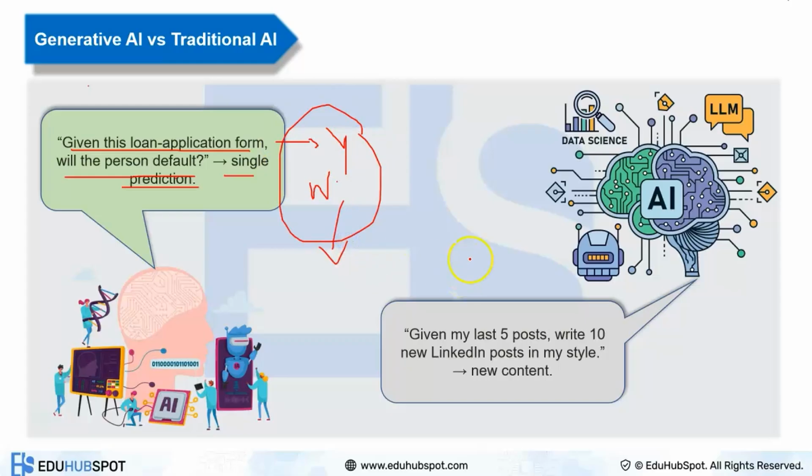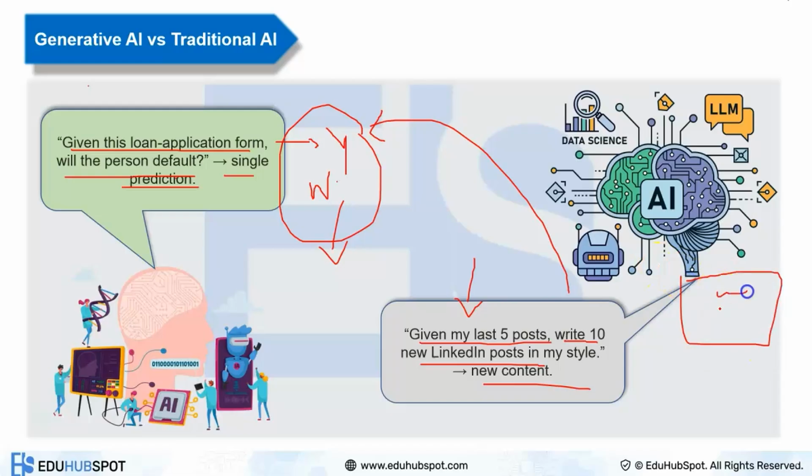But if I ask a generative AI to take my last LinkedIn post and write a new LinkedIn post in my style, this new content generation is the property that makes it differ from a traditional AI. It will take my last 5 LinkedIn posts and generate a new LinkedIn post, or new content, for me. So this is what generative AI is.